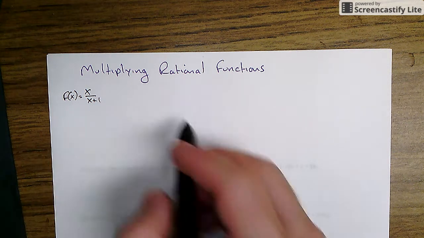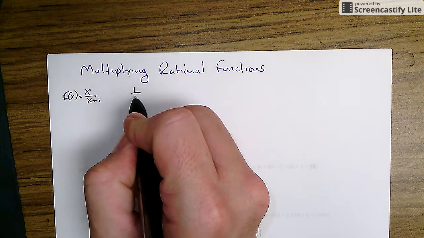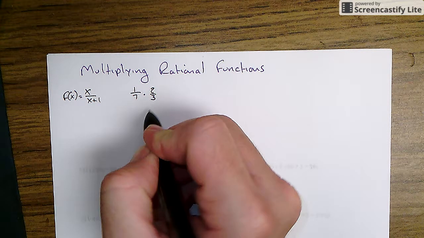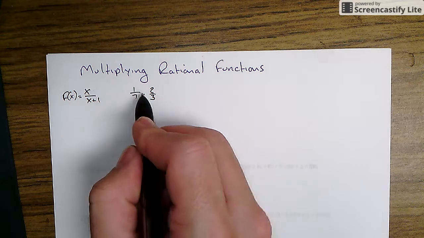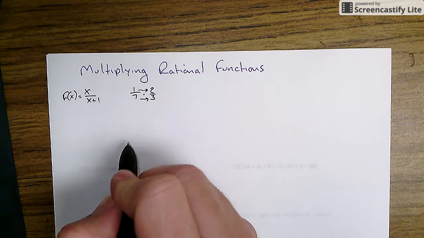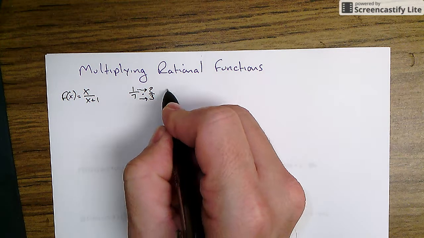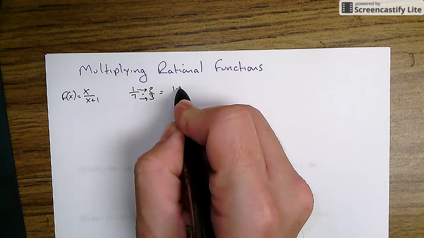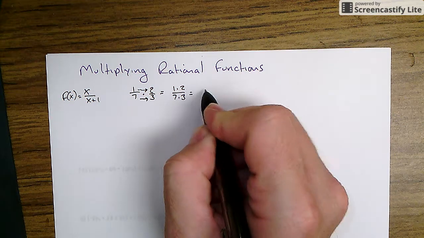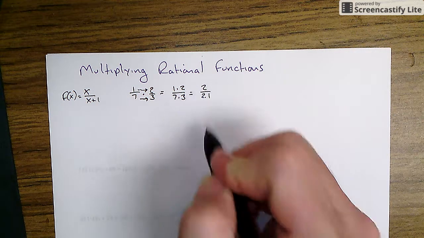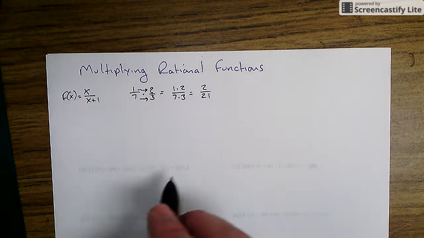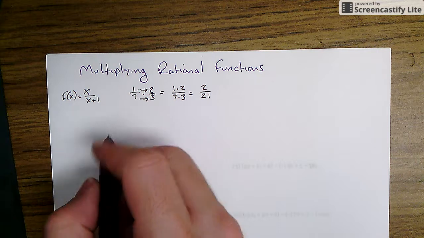Well, if we reach back and think about how we multiply fractions, if I have 1 over 7 and I'm multiplying it by 2/3, the way that we multiply this is that we multiply the numerator by the numerator and the denominator by the denominator. So this equals 1 times 2 over 7 times 3, or 2 over 21. In much the same way, we can multiply rational functions.